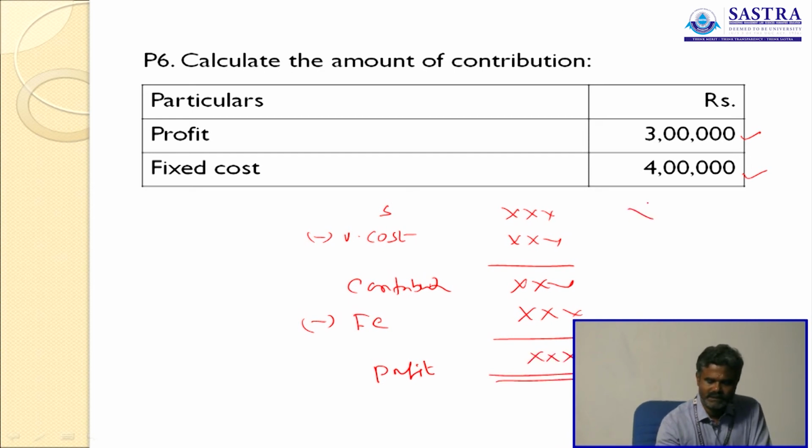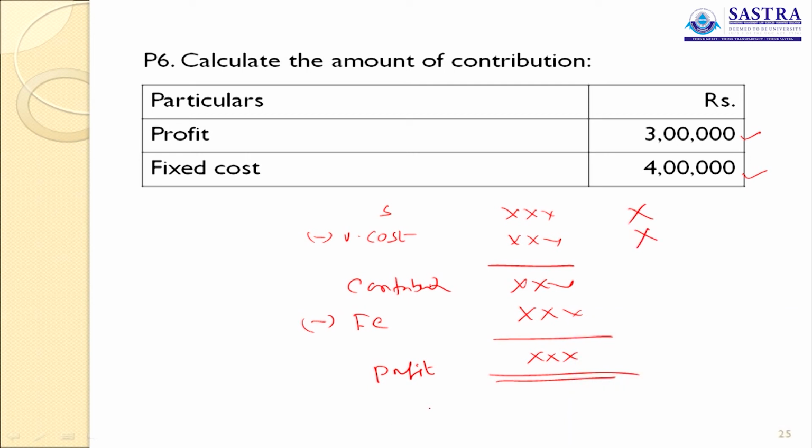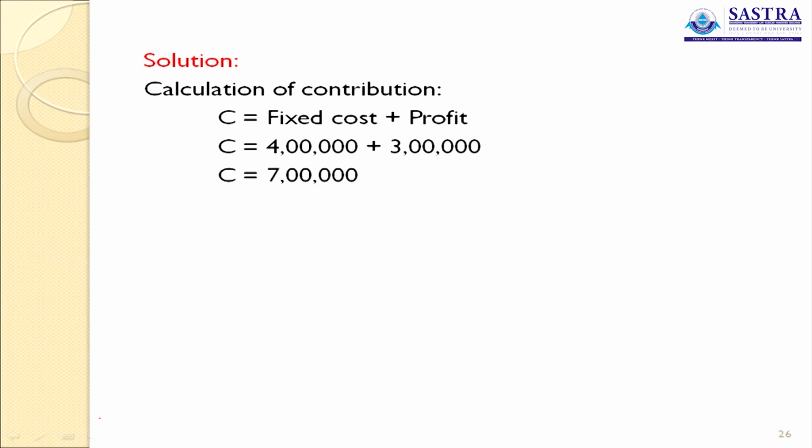Here sales is not given, variable cost is not given, contribution is also not given, but fixed cost is given, 4 lakh, and profit is given, 3 lakh. So, the total of these figures is the question mark. So, 7 lakh. So, contribution is 7 lakh. So, the answer is fixed cost plus profit. So, 4 lakh plus 3 lakh, so 7 lakh.